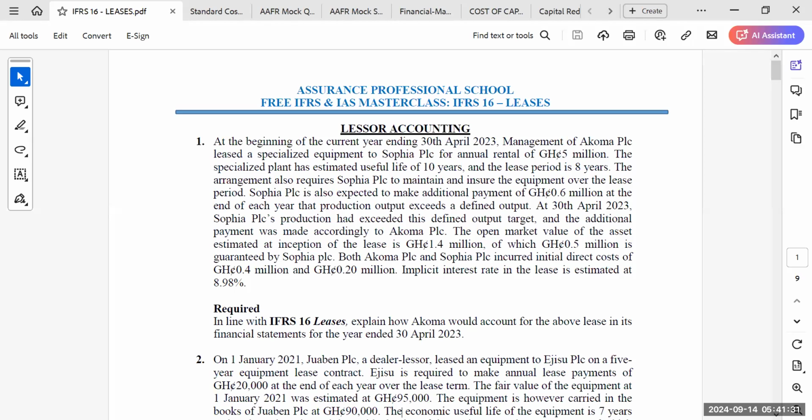And the rental will be paid for. How are we paying the rentals? Is it in arrears or? How are they paying the rentals? Is that one defined for us? At the end of the year, in arrears.